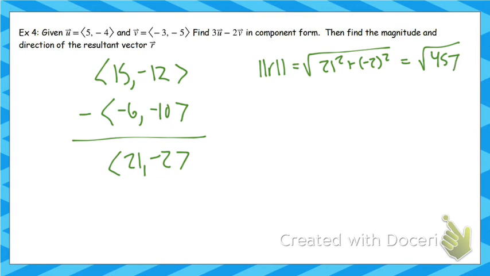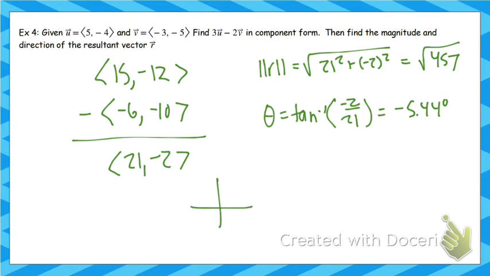For direction, we're going to use tan inverse y divided by x. Again, plug that into a calculator. And we are going to end up with negative 5.44 degrees. Now, again, think about this. We don't have to add 180. The x is not negative, and this would be in the fourth quadrant. If I go over 21 and down 2, I'd be going backwards about 5 degrees. So negative 5.4 degrees actually is okay here.